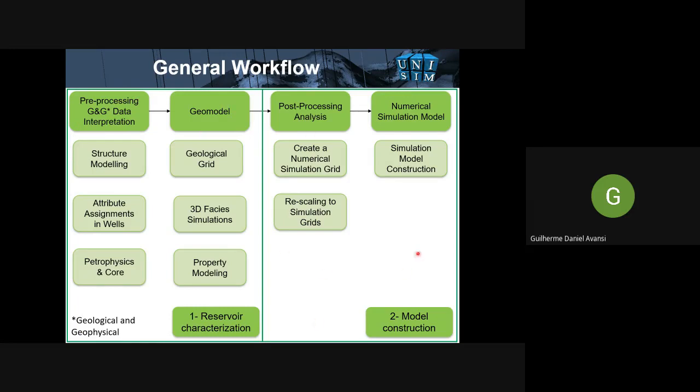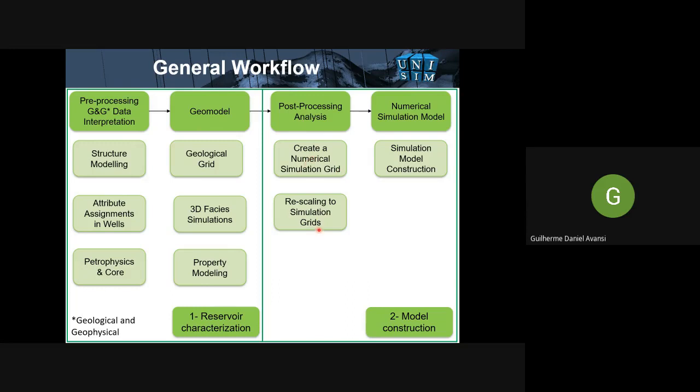When you are moving to the next step, that is the model construction, we need to post-process this analysis. We need to create a numerical simulation grid, because we remember when we build our geological model, this is a high level of grid resolution. So it's impossible to simulate this geological model. We can simulate, but just a few executions, right? It's not possible to run thousands of simulations. So we needed to create a new grid that we call a simulation grid.